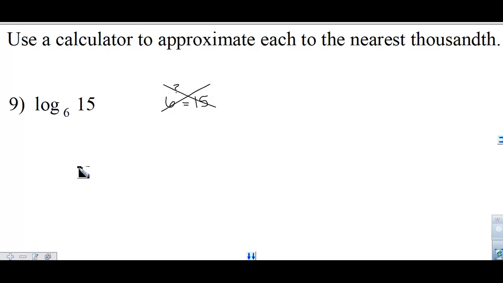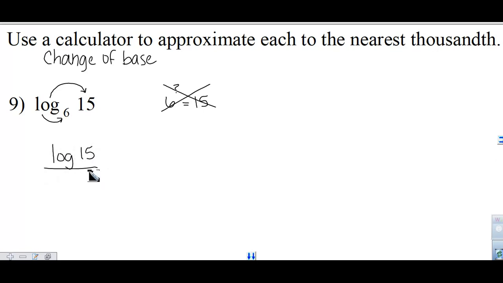And this is another property of logarithms. We're going to use what we call change of base. Change of base allows us to solve logarithms that are going to give us decimal answers. We're going to take the log of this number and divide it by the log of the base. So log of 15 divided by log of 6.